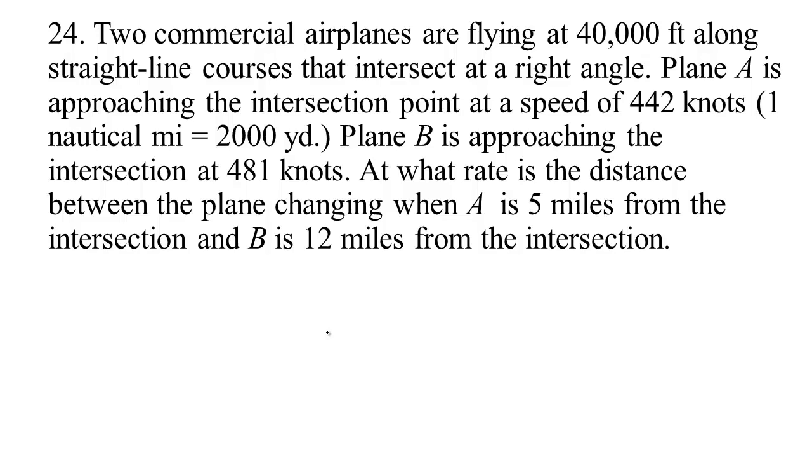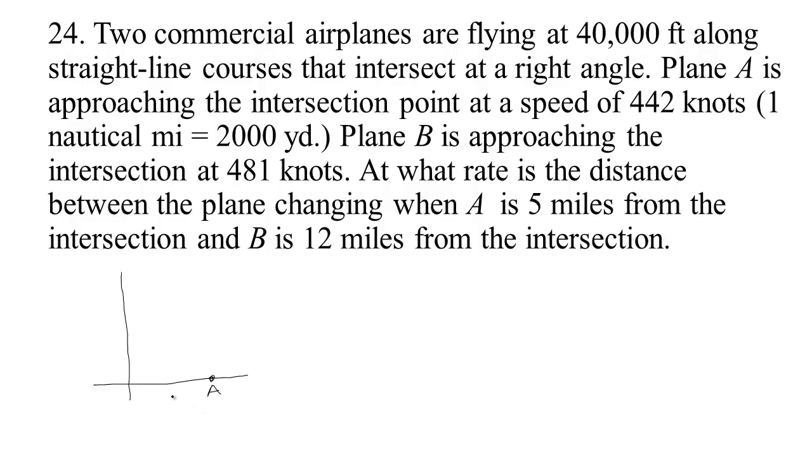A lot of the problems that we have involve using the Pythagorean theorem in some way or another. Here we've got 2 commercial airplanes. They're flying along, I guess both are at 40,000 feet, along straight line courses that intersect at a right angle. So their courses intersect at some right angle. Bet you there's going to be a triangle in here somewhere. Plane A is approaching the intersection at a speed of 442 knots.